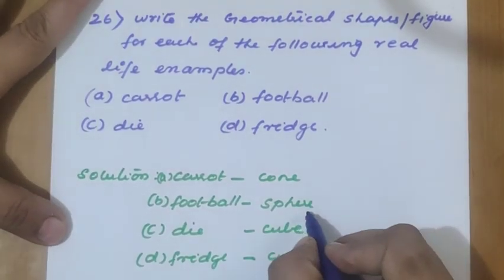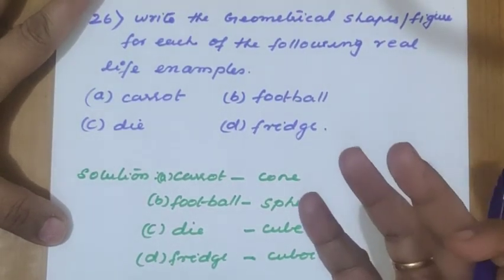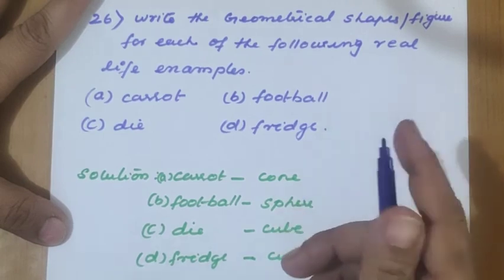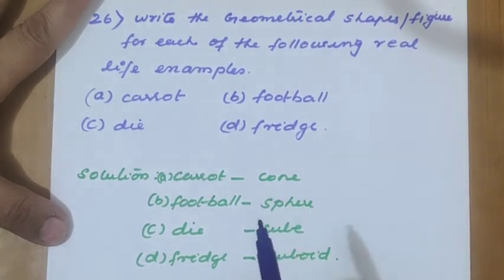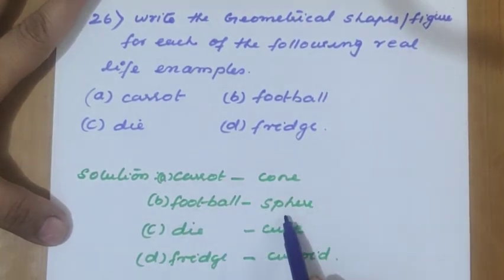And football, what is the shape? It is a sphere. Because all these are three-dimensional only, so we should write three-dimensional solid names only. So football equal to sphere, and if a die is taken, what is the shape? It is equal to cube. Fridge we have taken means it's a cuboid only.